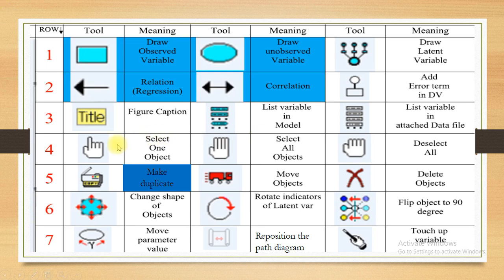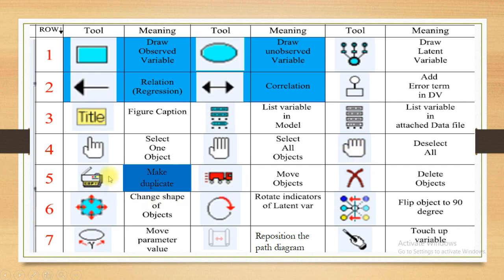Then we have the select one object. This one is used to select a single object of the variable or the model. Then if you want to select all the objects in the model, this is what you use. Then if you want to deselect all what you've selected before, you click on this one and it will clear the selection.